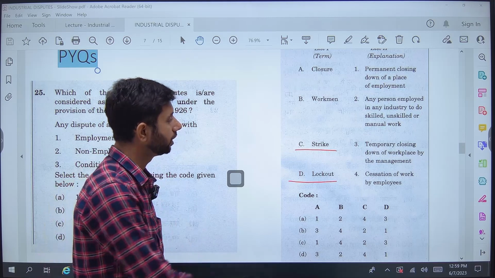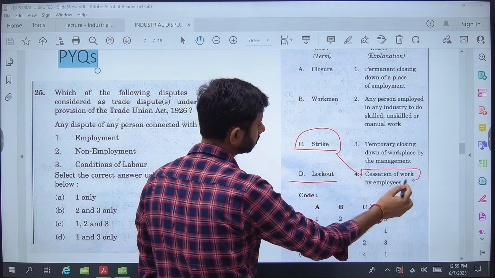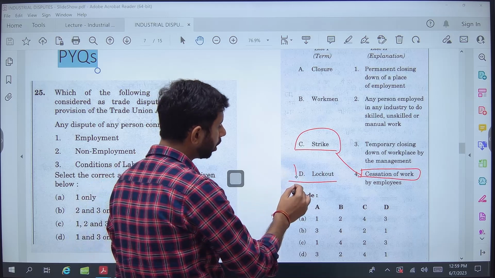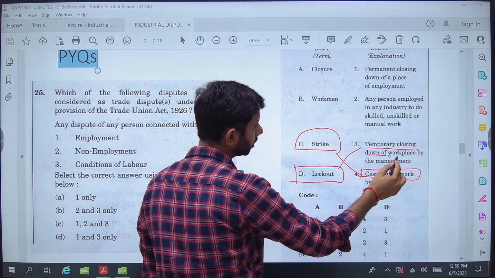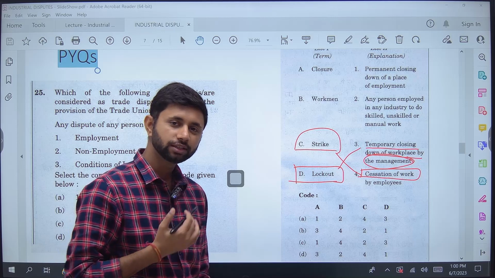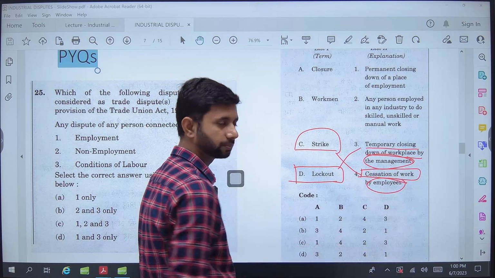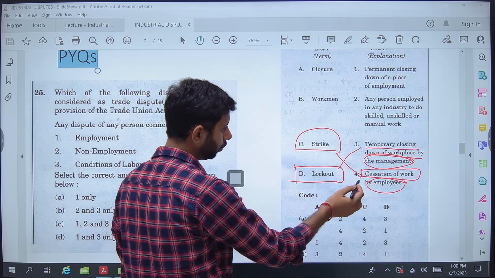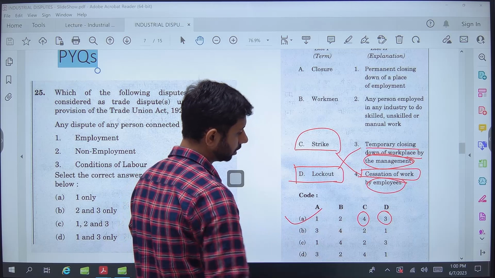Tell me, what did we discuss with respect to strike? That it is cessation of work. And in lockout, what did we discuss? It refers to temporary closing down of the workplace by the management. If you understand where these concepts are coming from, this is by employees and this is by the management, then you'll be able to easily distinguish between the concepts. So C4, D3. This is the only option. So A will be the correct option.